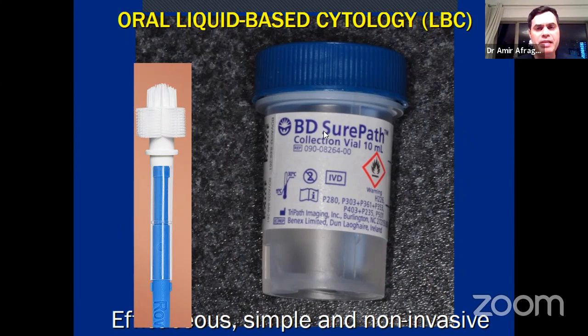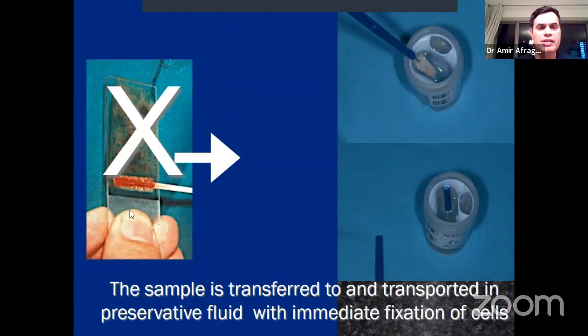Indeed, we now have this available, even in South Africa, and it's a kit. You have the Orcellex brush, and you have the liquid-based medium or preservative. The procedure is now very simple. You don't need to smear the brush over anymore. After you have collected your samples, you can just immerse your brush into the liquid-based preservative. What we usually do is cut off the head of the brush and leave it in the liquid-based medium and then send it to the laboratory. This is if you don't have access to the Orcellex brush. It will easily cut off, and then you can send it to the laboratory. But with the Orcellex brush, things are made even easier.